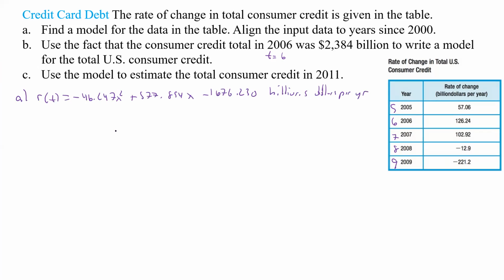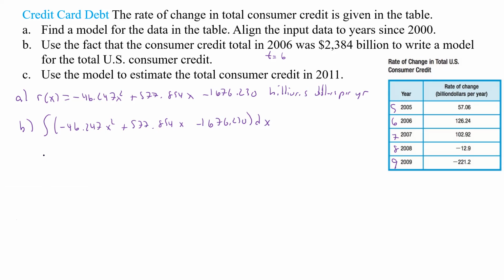Okay, so B, use the fact that the consumer credit total, okay, so our rate of change in consumer credit is that, so we need to just find consumer credit, so that means integrate this now. And I notice I put x's in there and I put t there, so let's go ahead and change that to an x, since we have everything else as x. And so now what we do is we integrate that.